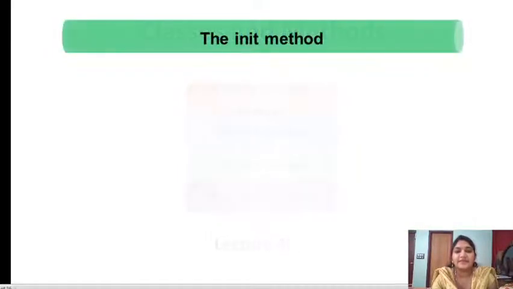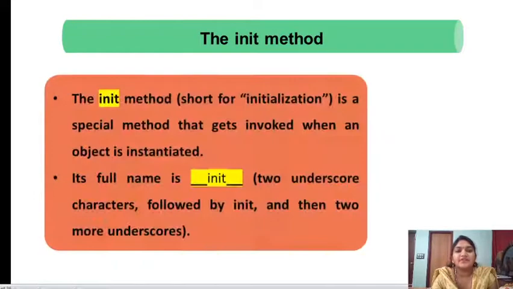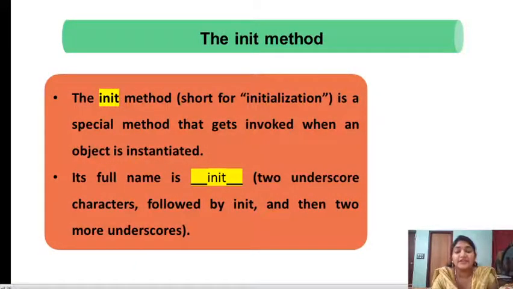Next, coming to the init method. The init method is short for initialization. Whenever we need to initialize the object or the variables, we use init as a method. It is a special method that gets invoked when an object is instantiated. Its full name is __init__: two underscore characters, followed by init, followed by two underscores. Then Python takes init as the method to be called.